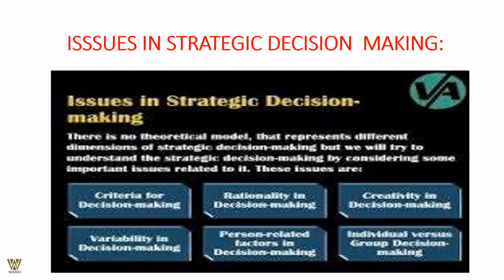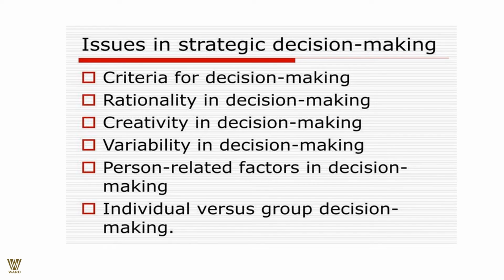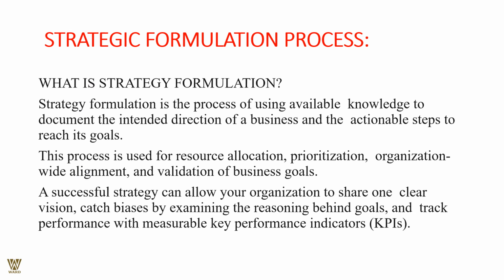Person related factors in decision making is wherein an individual will be thinking from his or her point of view, background, exposure, experiences thereby. So you need to go through these issues in strategic decision making. Let us understand the issues of strategic decision making as far as the criteria, the rationality in decision making, the creativity, the variability, the person related factor, and the individual related factor, as has already been noticed and discussed in the previous slide.